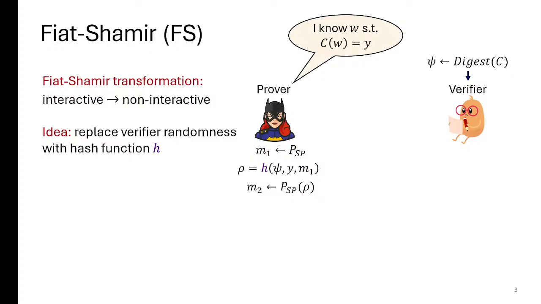And then the prover will derive its message based on this randomness, and send M1 and M2 together. So now it's non-interactive. And the verifier can also derive this randomness based on the same things that the prover did, and decide whether to accept or reject based on that. And also notice this is very nice. If M1 and M2 are short, then this is succinct.